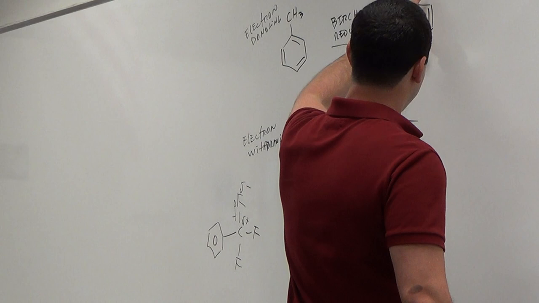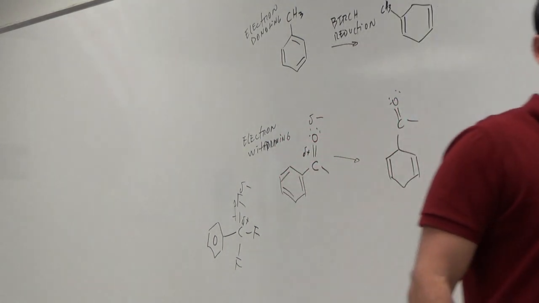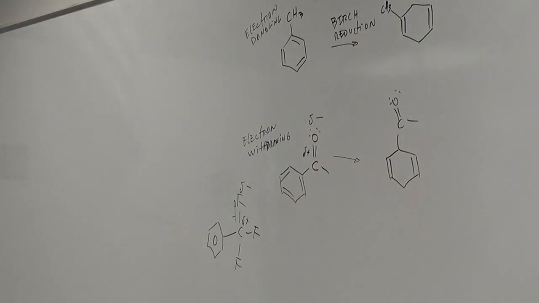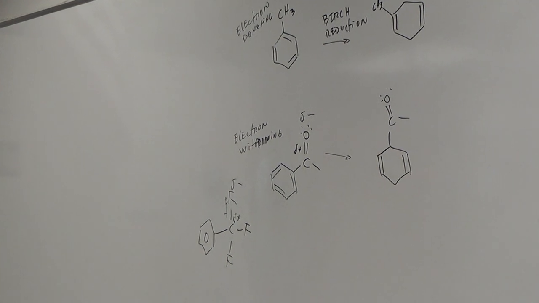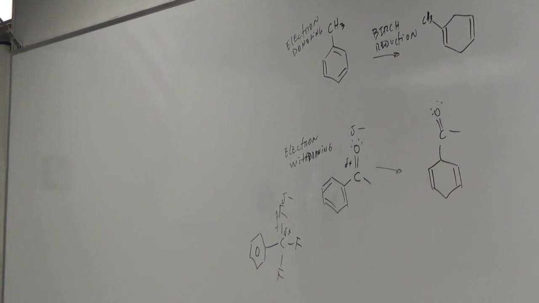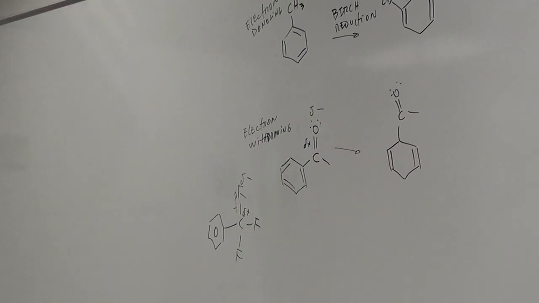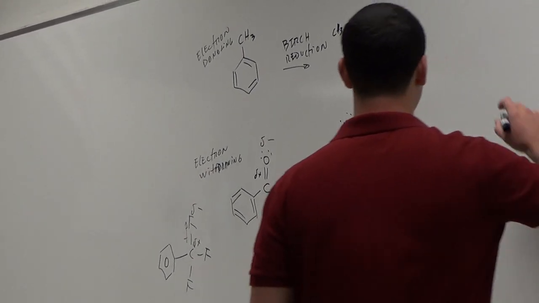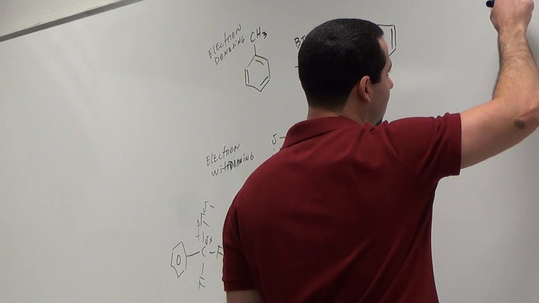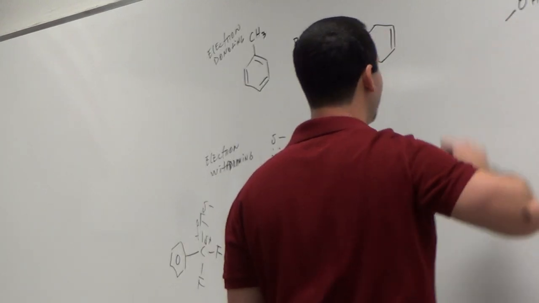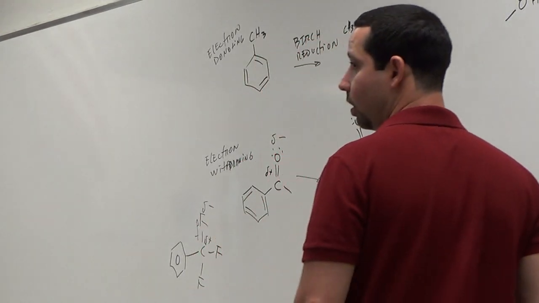We are going to use that same idea when we do electrophilic aromatic substitution, because we have only scratched the surface, yes? I'm going to tell you, this group here, what type of group is that? Electron donating or electron releasing?